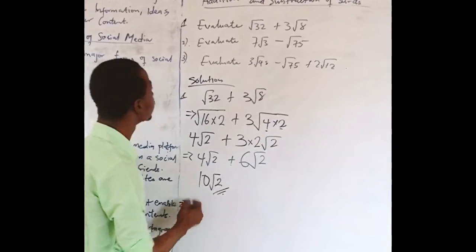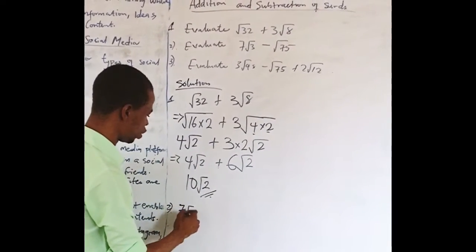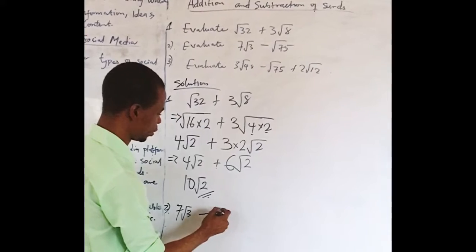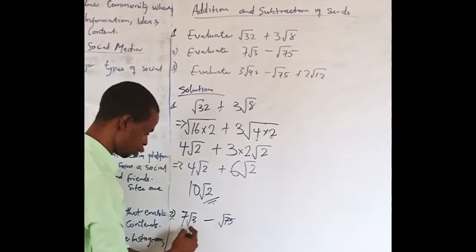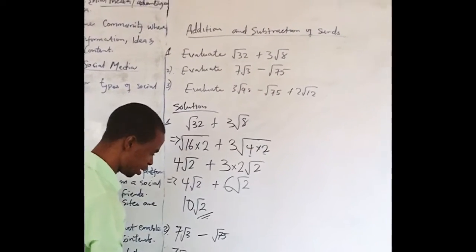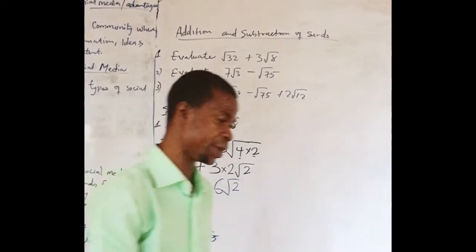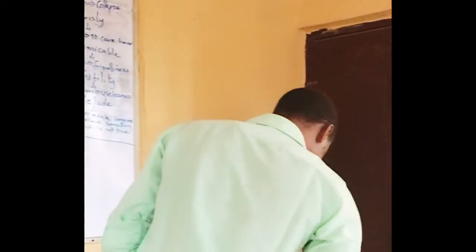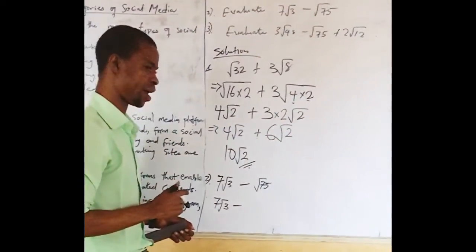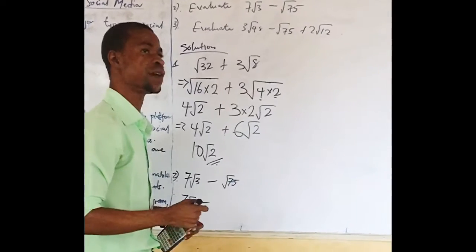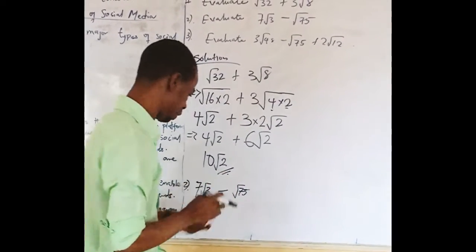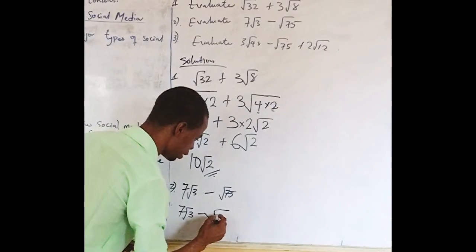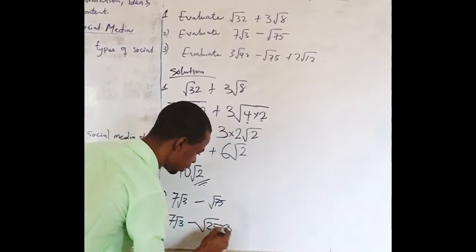Number 2 says 7 root 3 minus root 75. Alright? This 3 does not have any root, so we say 7 root 3 minus. What are the 2 numbers that will give me 75? The 2 numbers that will give me 75 should be 25 multiplied by 3. Yes, that's it. Then I will say 25 multiplied by 3.